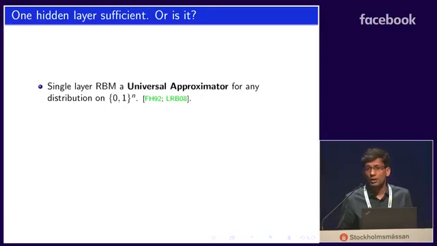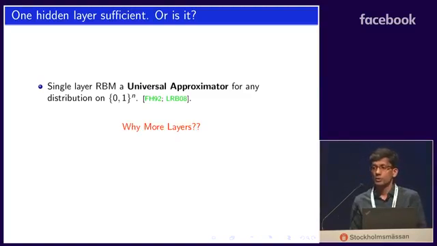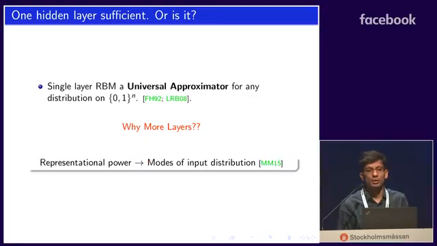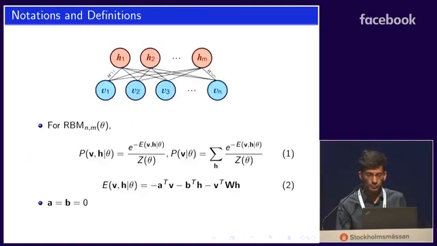However, there is still not much theoretical understanding behind why we need more layers. In fact, previous research has shown that even a single hidden layer RBM is enough to model any distribution on the input vectors, given a sufficient number of hidden units. So in light of this, why do we need more layers? This representation power has been studied in the past in terms of the modes of the input distribution, and we take a similar approach.